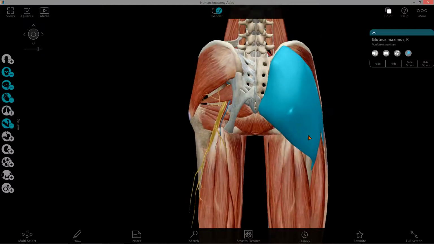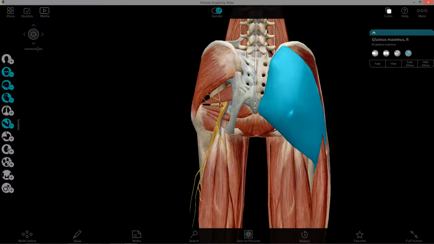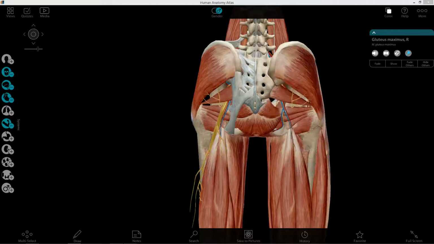And finally, its innervation is the inferior gluteal nerve, which is highlighted here, and if you can recall, gets its name because it exits the greater sciatic foramen inferior to the piriformis muscle, highlighted here. So now I'm going to hide gluteus maximus, and we can move on to gluteus medius and gluteus minimus.